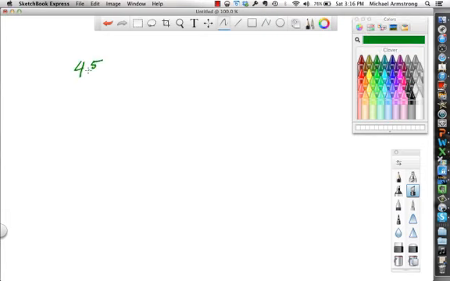4 5/6 minus 2 3/4. Now, if we just do a quick estimate, this is about like 5 minus 3 equals 2. Because 4 5/6 rounds up to 5, and 2 3/4 rounds up to 3. 5 take away 3 is 2. So that's just our guesstimate, our estimate to begin with.